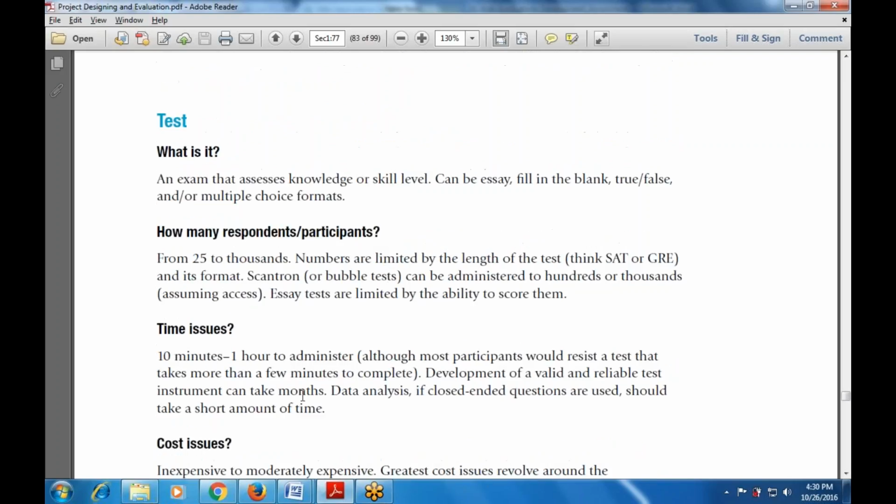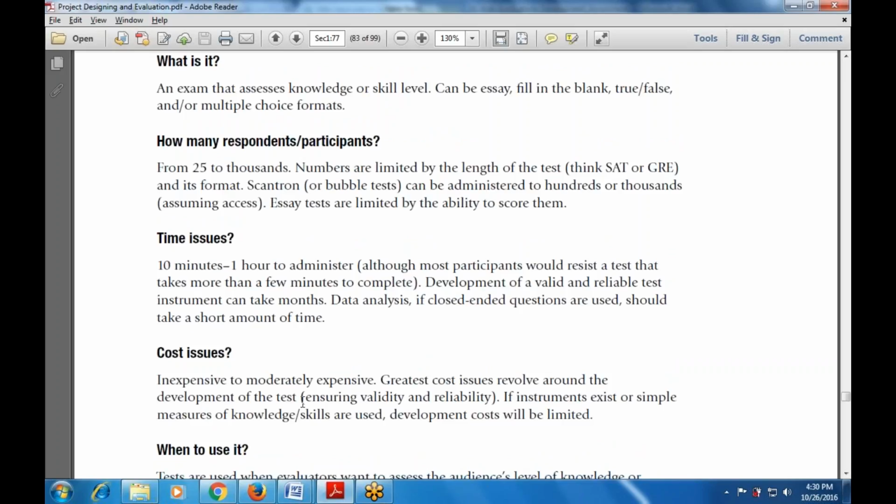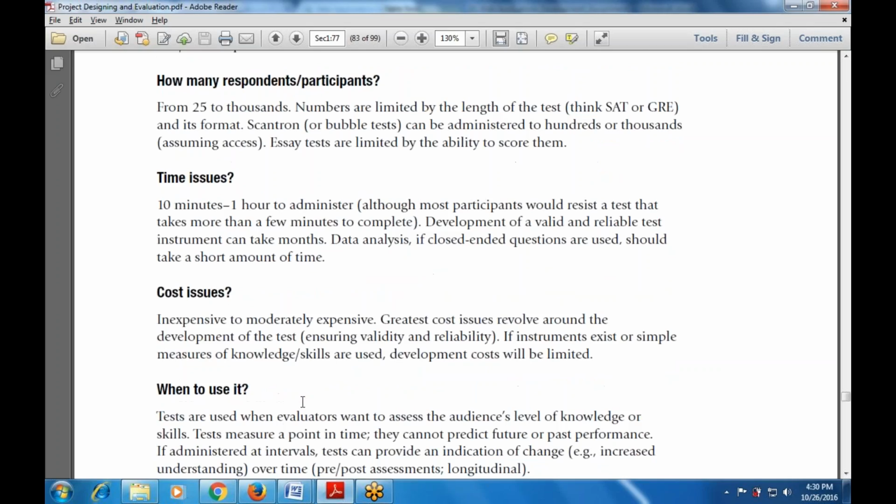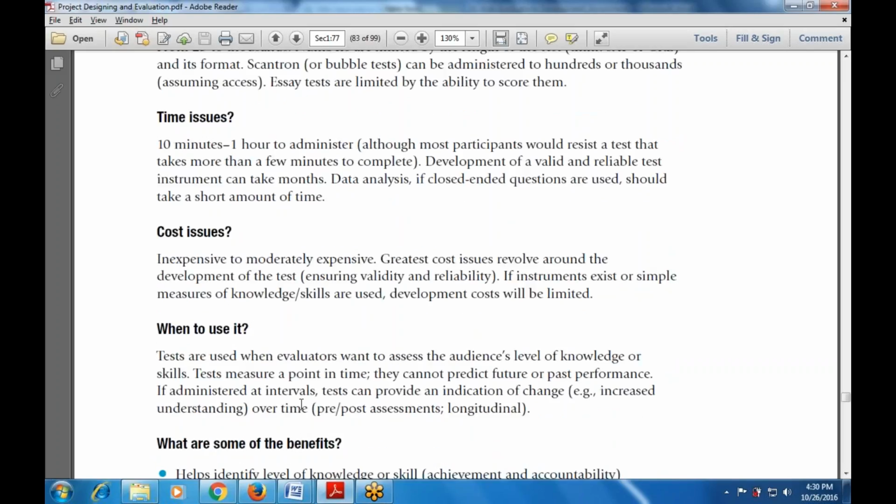So first is what is the test, then how many respondents or participants are available, what are the various time issues, what are the various cost issues, and when to use it, that means when it is required to use the test. Tests are used when the evaluator wants to assess the audience level of knowledge or skills, and the test also measures a point in time.